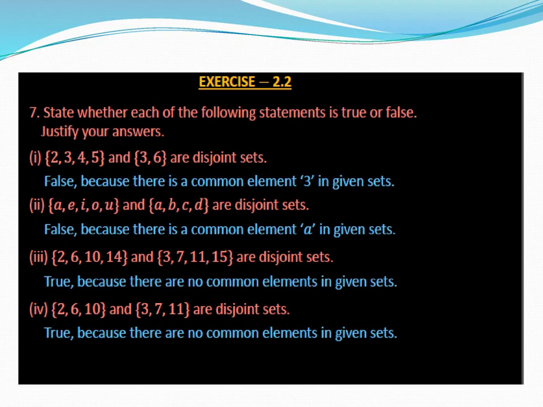Next, one set contains A, E, I, O, U and the other set contains A, B, C, D. Are they disjoint sets? False, because there is a common element A. A is the common element between the given two sets. So the given sets are not disjoint sets. And we can take the third one, 2, 6, 10, 14 and the other set 3, 7, 11, 15. Are they disjoint sets? Yes. These two sets are disjoint because there is no common element between them. So we can write true because there are no common elements in the given sets.